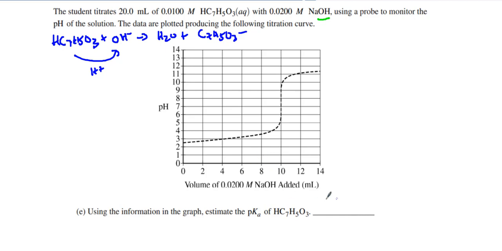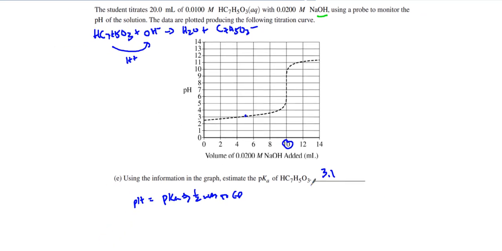Remember, the pKa is halfway to the equivalence point, where the pH is equal to the pKa. And so the equivalence point is at 10 milliliters. We're going to go to 5. 5 is about right there, which is a pH of about 3.1. And that is good for that.